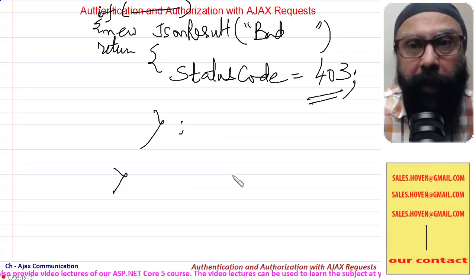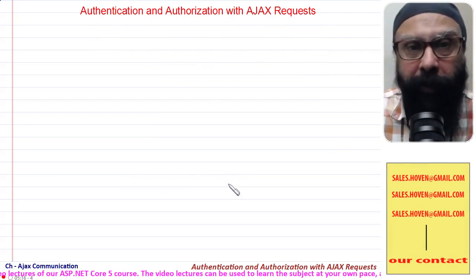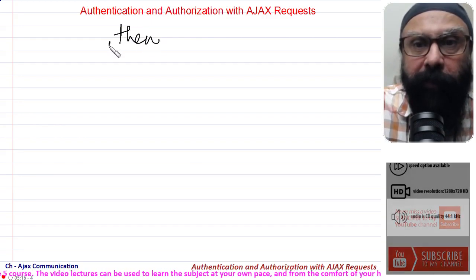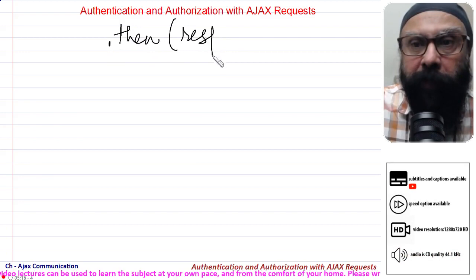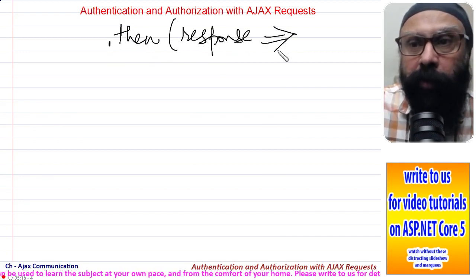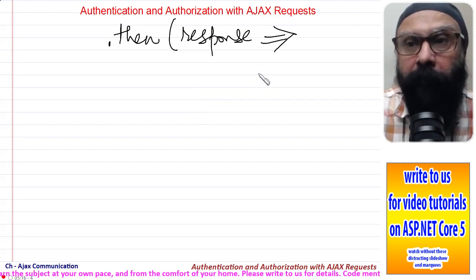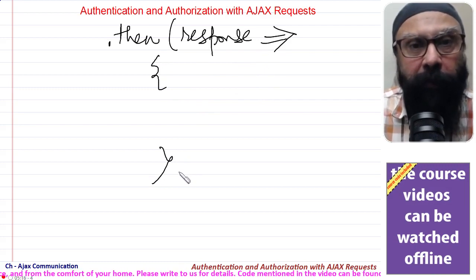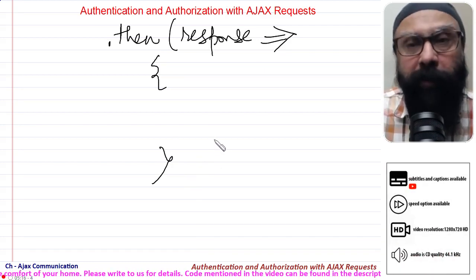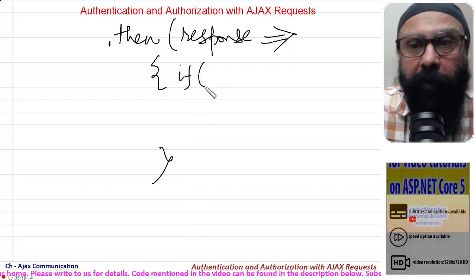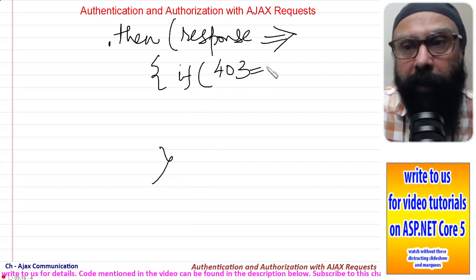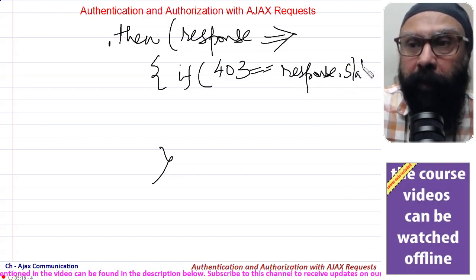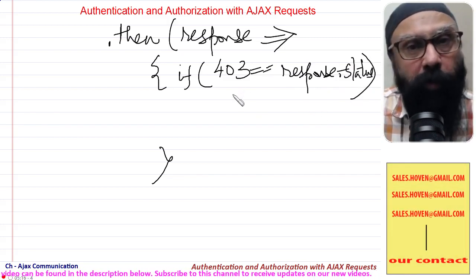Now let us come to the AJAX side. I'll show you the whole code in a moment, but let us now come to the AJAX side. On the AJAX side, you must have seen that we extract the response stream somewhere. Response goes to this, you must have already seen. When the response lambda is being processed, then instead of reading the whole JSON, you can simply check here if 403 is equal to response dot status. This property is available on the response object, response stream.